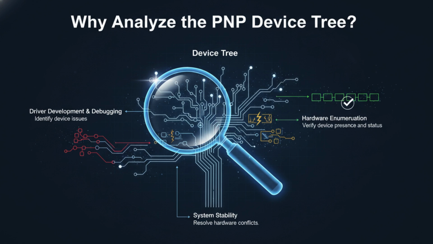The primary reason is for robust driver development and debugging. When a device isn't behaving as expected, analyzing its position and properties within the device tree can reveal configuration issues, resource conflicts, or incorrect driver loading. It's crucial for maintaining system stability. By understanding how devices are enumerated and managed, you can diagnose and resolve conflicts that might lead to system crashes or instability. Furthermore, it provides a comprehensive view of hardware enumeration, allowing you to verify that all intended devices are present, correctly identified, and properly functioning within the system. This deep understanding is invaluable for advanced troubleshooting.